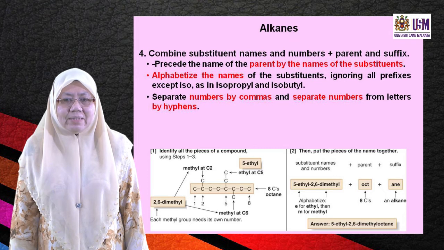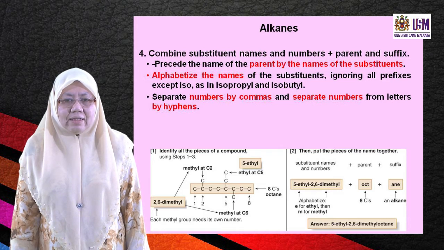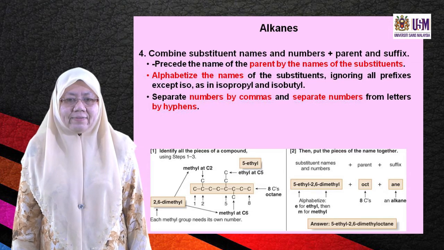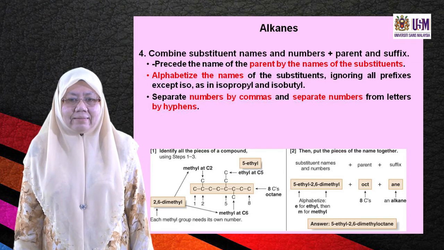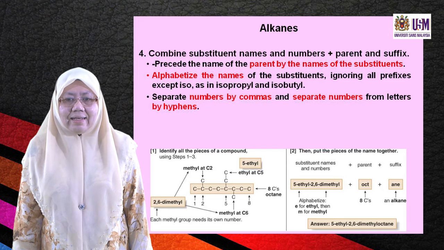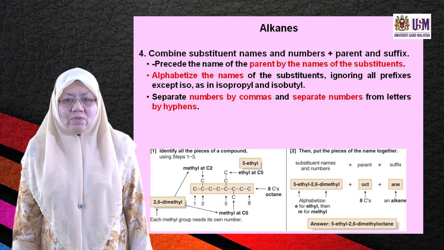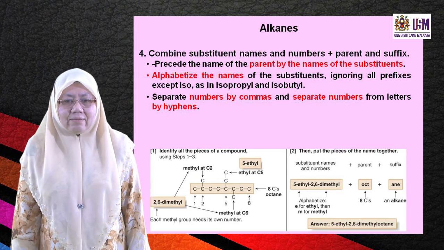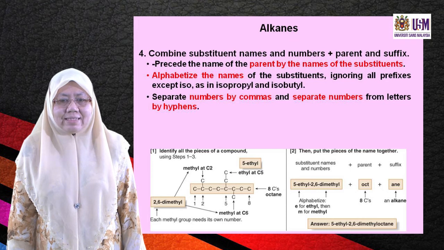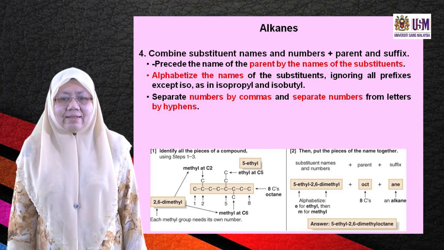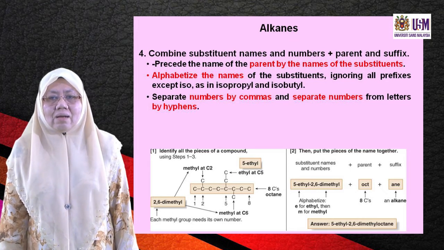Then we put the pieces of the name together. First of all, the substituent names, which are alphabetized, which is ethyl first, so 5-ethyl, and then methyl, which is 2,6-dimethyl, plus the number of carbon atoms, which is octane. So the name for this compound is 5-ethyl-2,6-dimethyloctane.